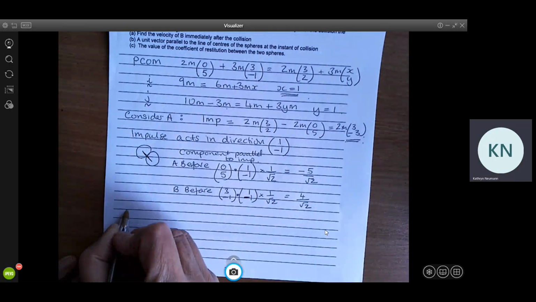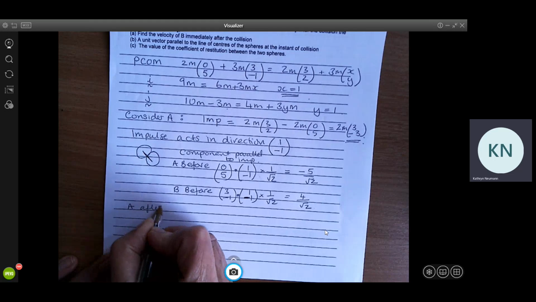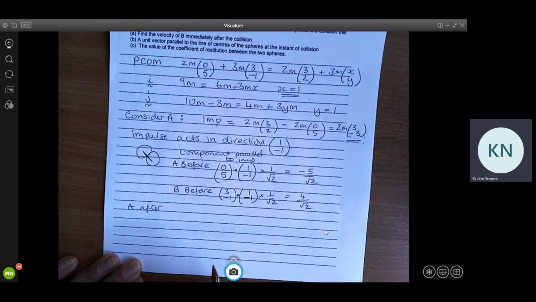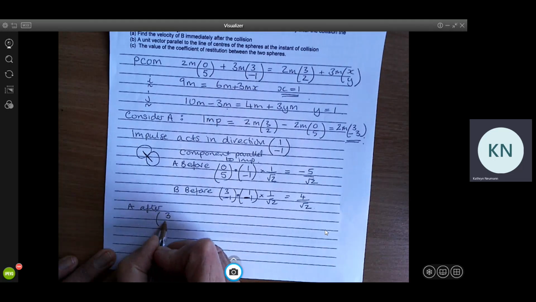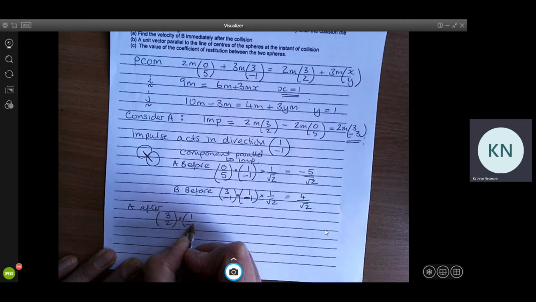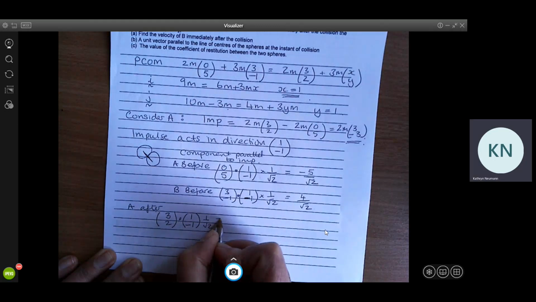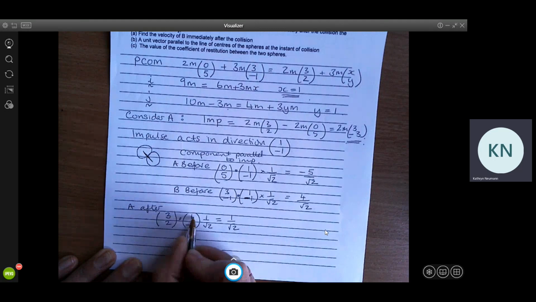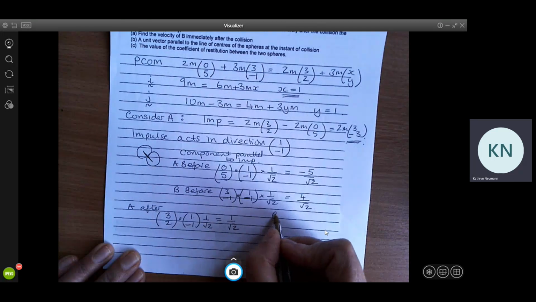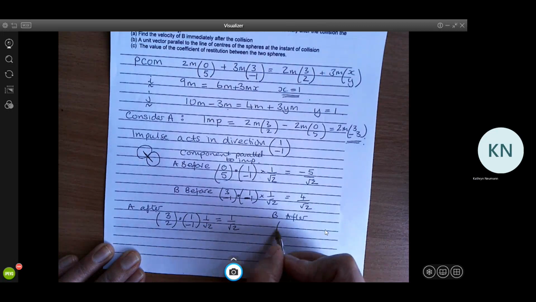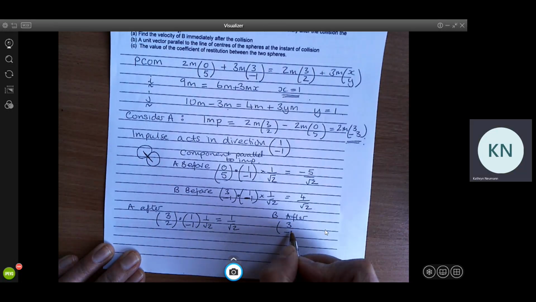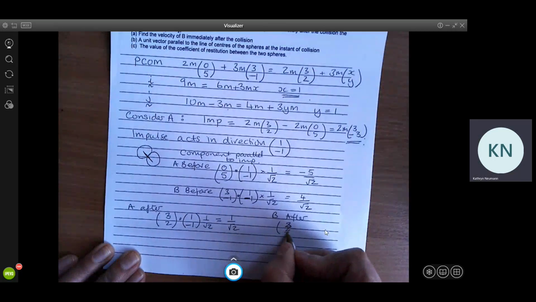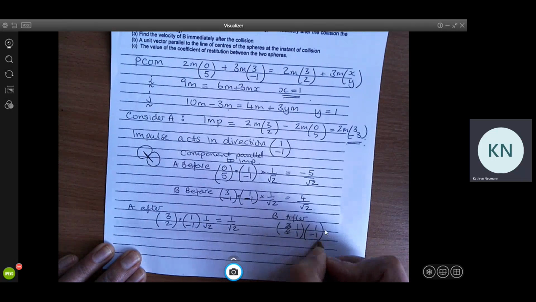And then we need to find A afterwards. So A afterwards, again, we're finding the component parallel to the impulse. That's going to be (3, 2) dot (1, -1), again, multiplied by 1 over √2, which gives me 1 over √2, because I've got 3, take away 2 there. And B afterwards, we had to find it up there, apologies. So that's going to be (1, 1) dot (1, -1) times 1 over √2. And when we work that out, we get 0.